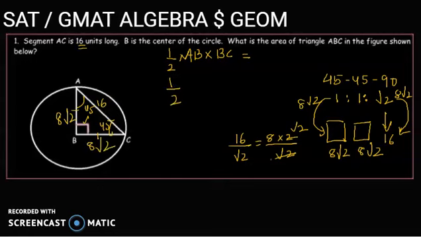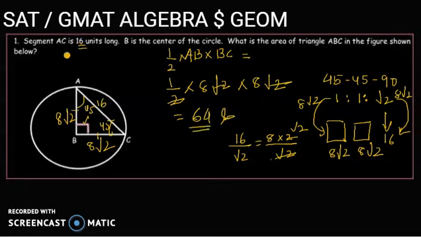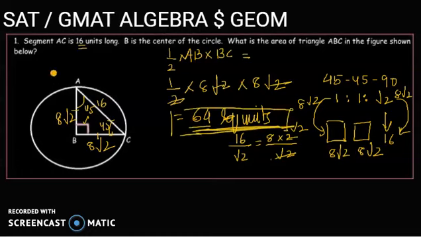So half times AB is 8√2 and BC is also 8√2. √2 and √2 is 2, so you can cancel this √2 and √2 with this 2. So you are left with 64 square units. It is unit given, so you have to write here square units. Whatever unit is there mentioned, you have to give that. So that is your answer for this question.